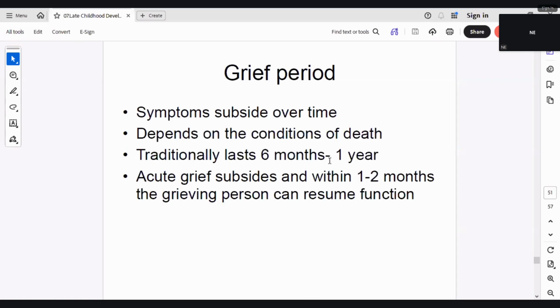And the sooner a person gets back into their normal life, the better it is. That's what I advise parents of children who've lost someone, like this child who lost his sister: get them into normal activities quickly, make sure that they're consistently going to school, because that's what's going to give them a better outcome. So acute grief subsides within 1 to 2 months. Usually then the grieving person can resume function.